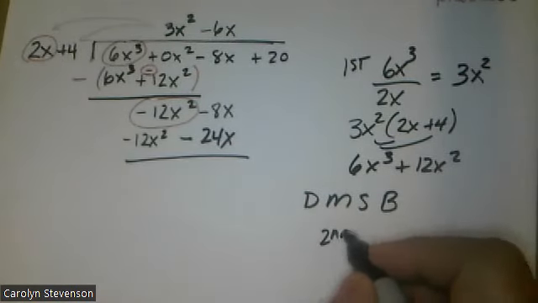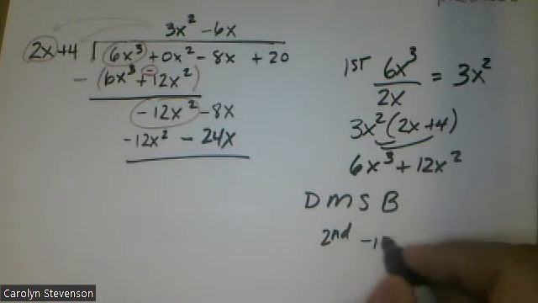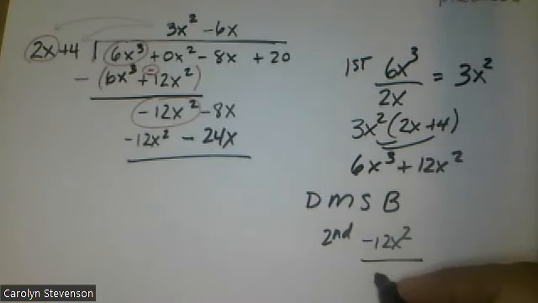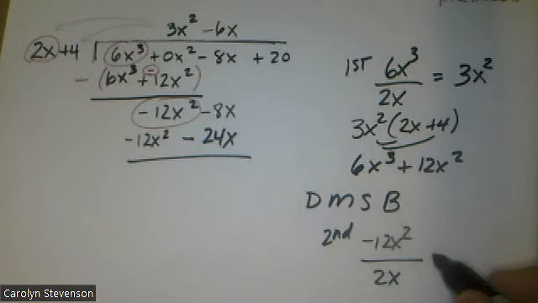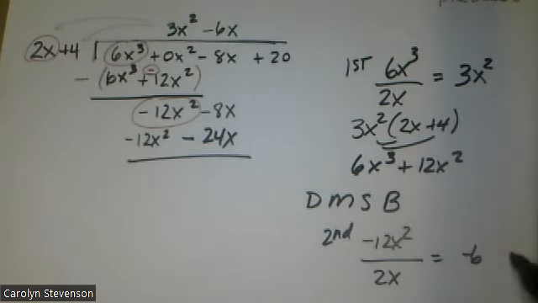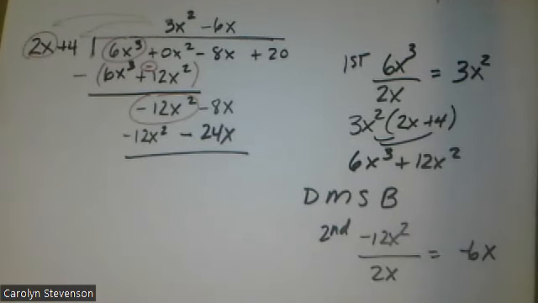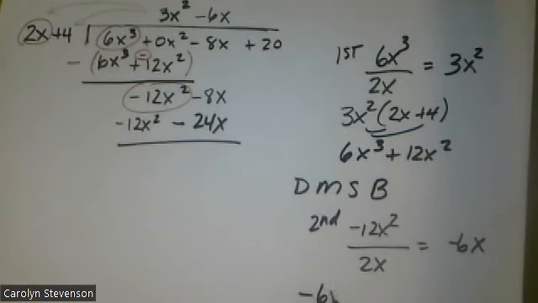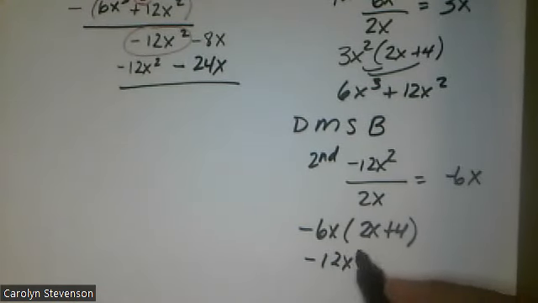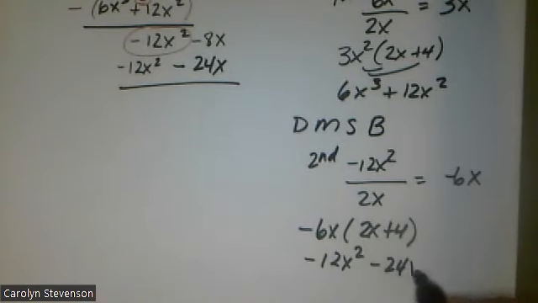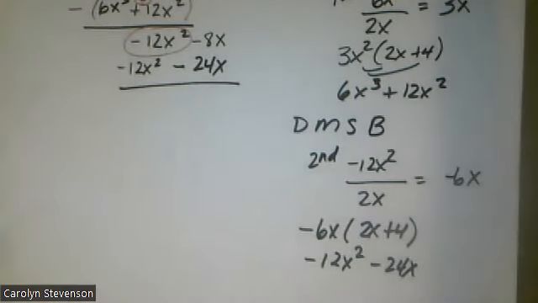So that second division was from the negative 12x squared divided by 2x. This part here divided by that. So that's negative 6 and then x. And we multiplied that by the front, 2x plus 4, which is negative 12x squared minus 24x. And that's how I got that right there.